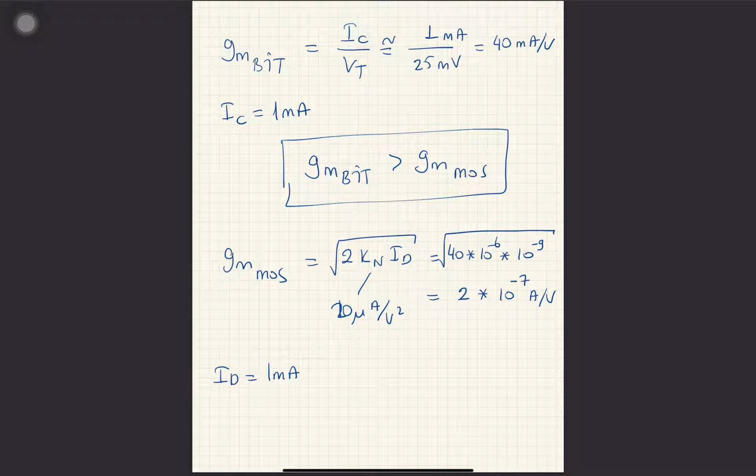Oh, I made a mistake, sorry. I have to correct this. This should be minus 3. If it is minus 3, this should be minus 4, and it's 0.2 milliamp per volt. Right? Okay, but the result is the same. So I can say that generally bipolar transistors have larger GM values compared to MOSFET.